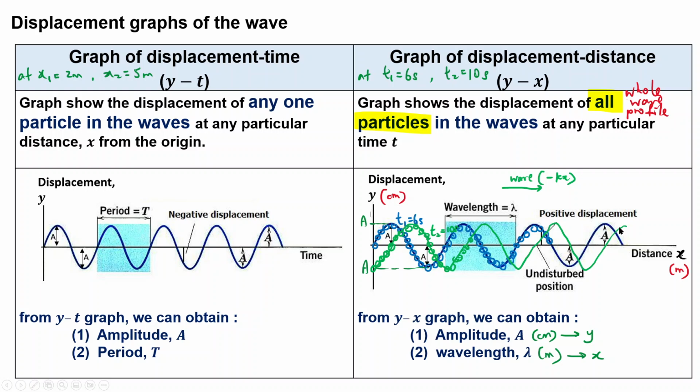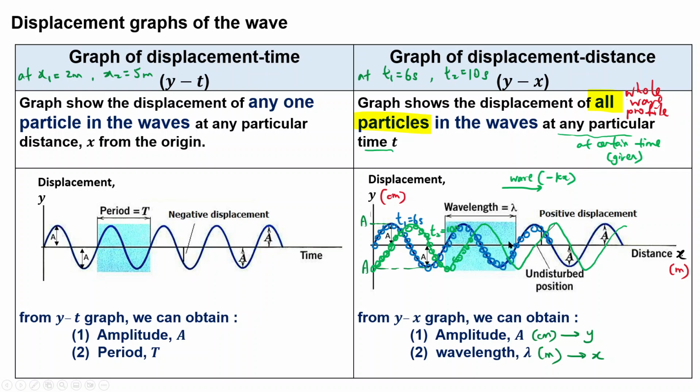Okay, so what I'm trying to say here is this graph is to show the whole wave at a certain time. At any given time, you can see the whole wave. That's why, since from the graph you can see the whole wave, you can know the wavelength. Because you can see the whole wave, you can see the wavelength.